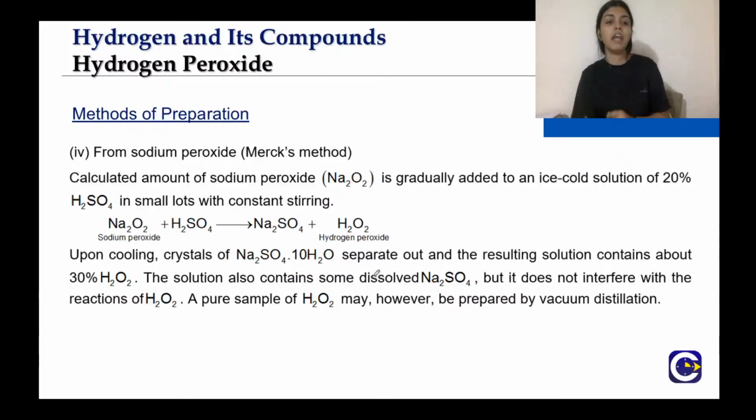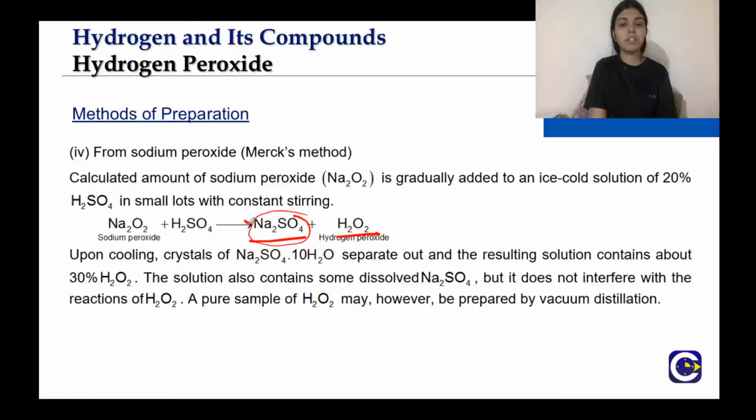Again, I'll repeat the process. First, you add sodium peroxide to ice cold solution of 20% H2SO4, right? The resulting solution will have H2O2 and Na2SO4. Now you further cool it. Na2SO4 crystals separate out and the solution you are left with is 30% peroxide. To get the pure sample of peroxide, you may do vacuum distillation. This is known as Merck's method.